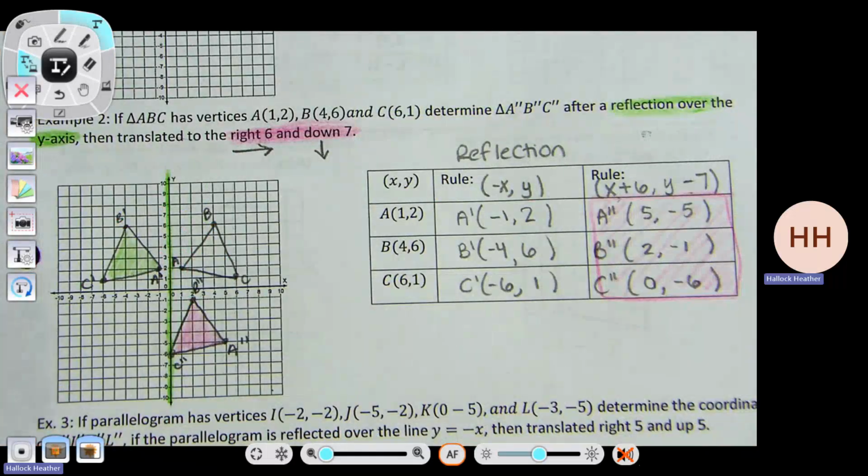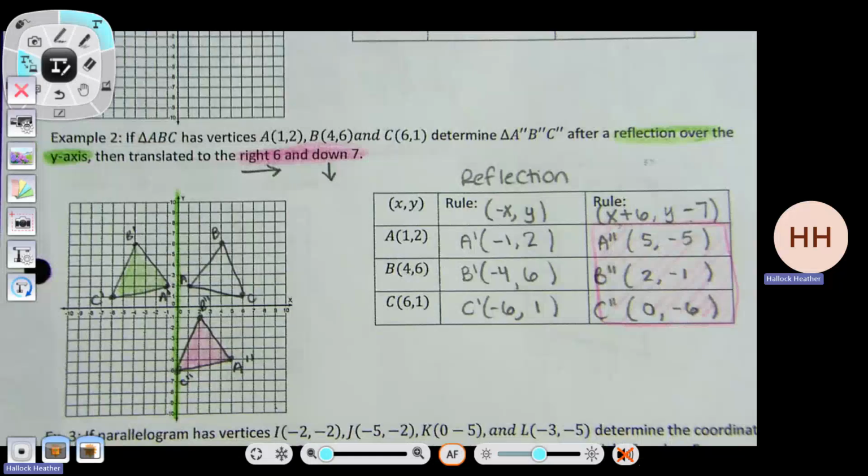Because you reflected it and then you translated it. So the key is you have to go in order by what it says first. Whatever it says first in the sentence is what you have to do first.